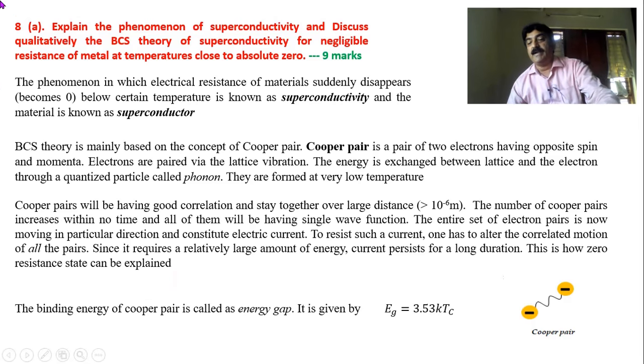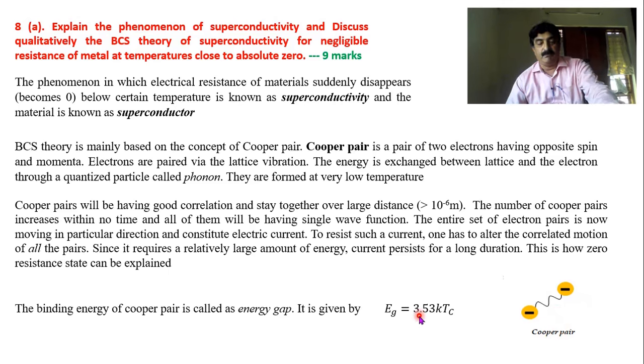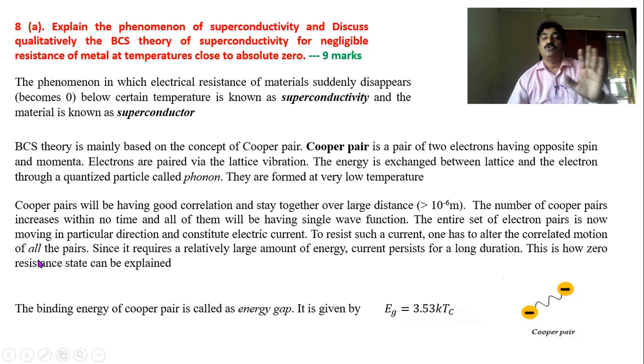So this is a schematic sketch of a Cooper pair. I have two electrons connected by means of a lattice vibration. Between them energy is exchanged in the form of a quantized particle called a phonon. So this is a Cooper pair, and the energy gap of this bonding is Eg. It is about 3.53 k Tc. Look at the very small value of the energy gap. That's why the temperature is very small. So superconductivity is a low temperature phenomenon.